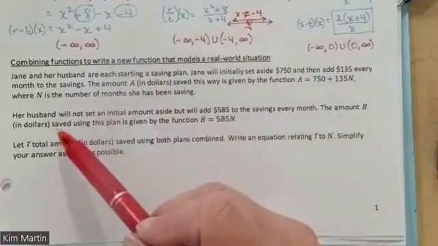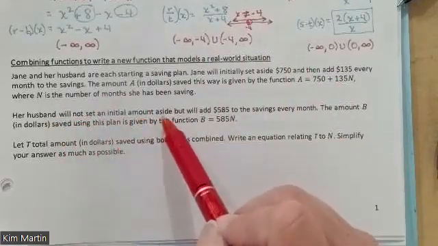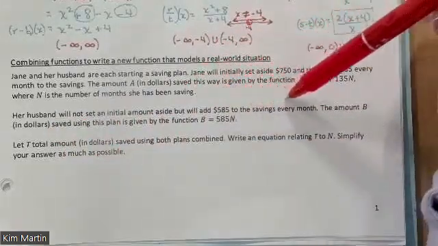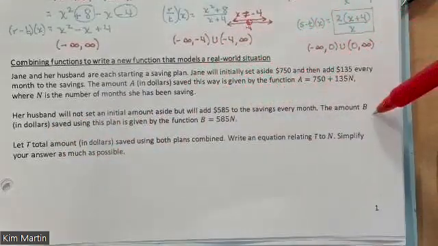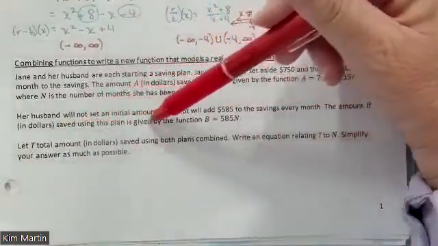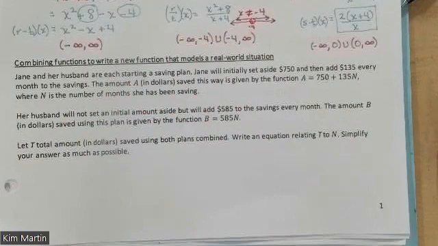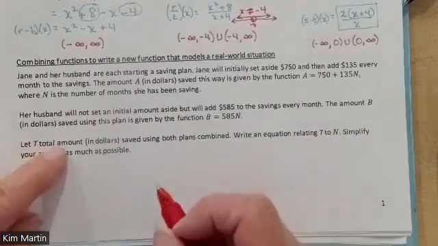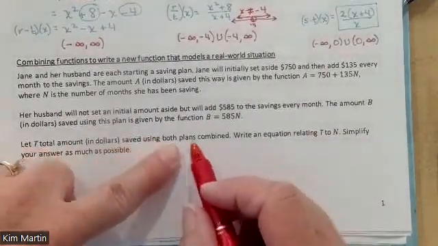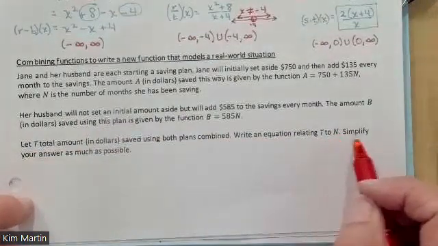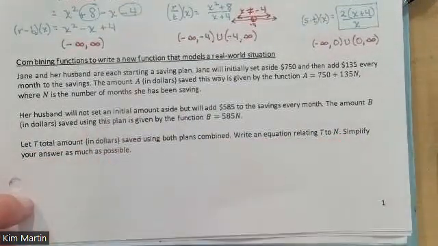Her husband, however, will not set an initial amount aside, but will add $585 to the savings every month. The amount B in dollars saved using this plan is given by B equals 585 N. Again, N is our months. Let T be the total amount in dollars saved using both plans combined. Write an equation relating T to N. Simplify your answer as much as possible.